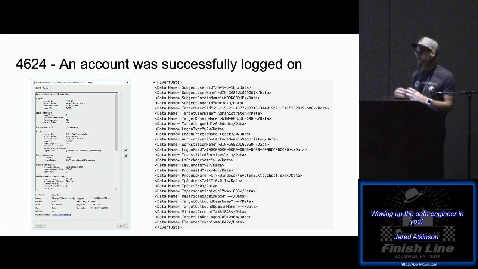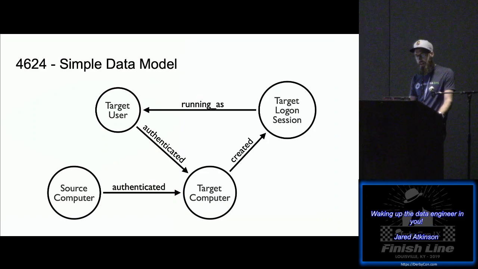So a lot of times we look at it as a unique entity, this is a 4624, but really there's quite a few different concepts at play inside of the 4624, right? So this is kind of what I end up looking at. So 4624, I create a data model for it in my mind.